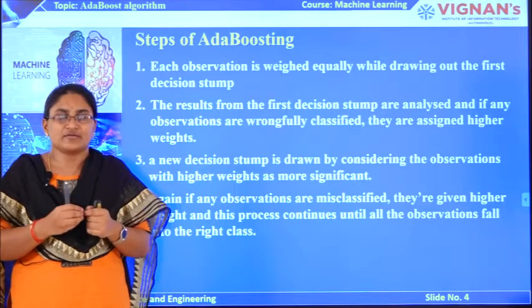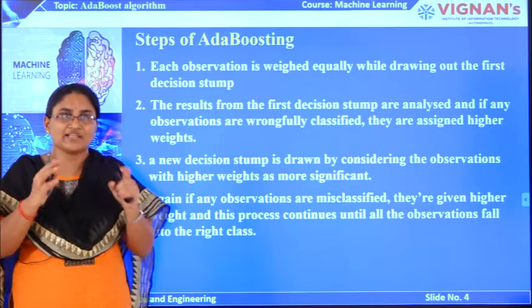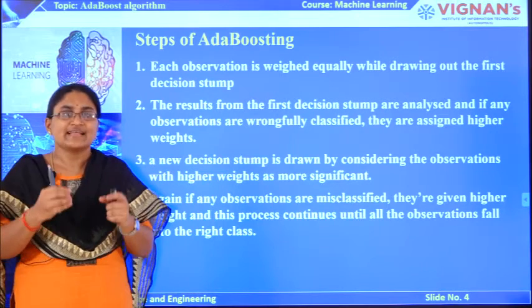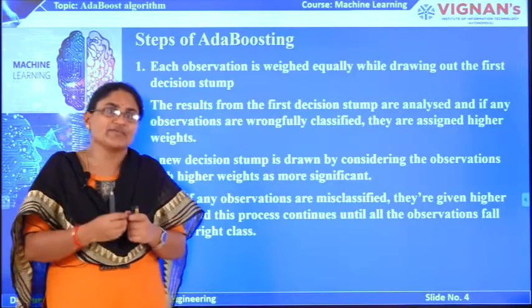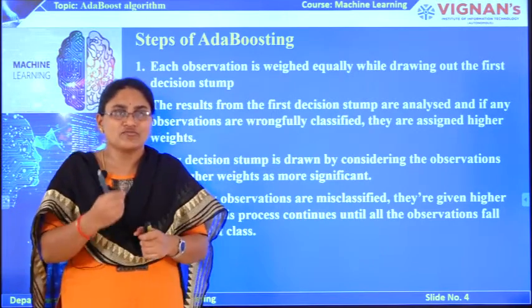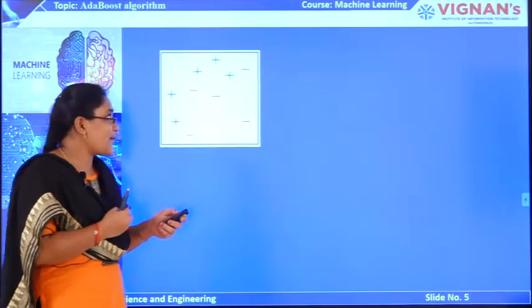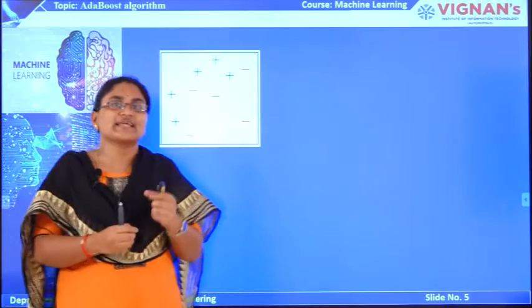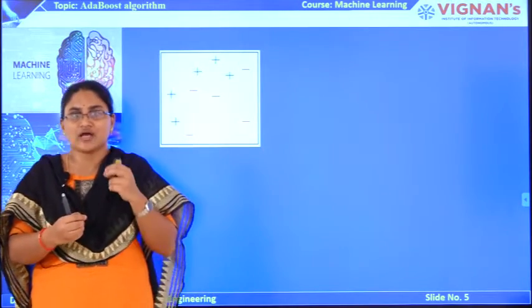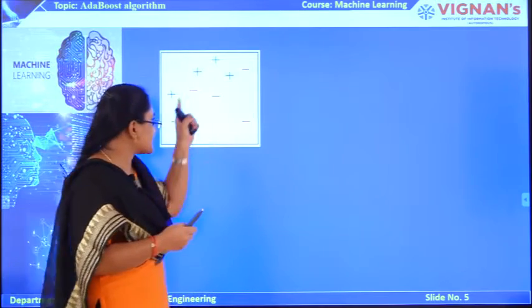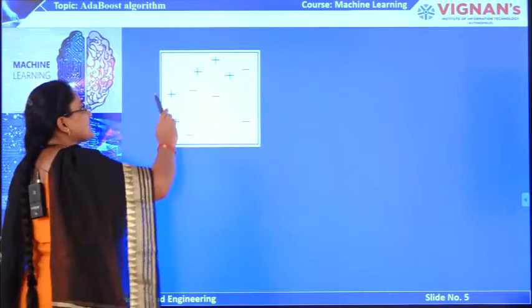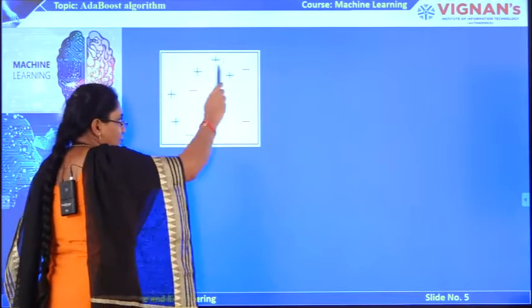When we combine all the predictions of the weak classifiers, we get the best prediction for our strong classifier. In this way the AdaBoost algorithm works. Now let's see an example. With this example we can easily understand how the AdaBoost algorithm works step by step. Let us consider this is our data set. The data set contains 10 data points.